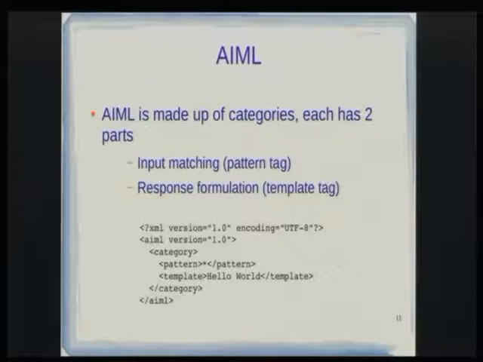So, getting into AIML, this is the basic syntax of a typical hello world kind of file. Each unit of knowledge is called a category. And in it, you have a pattern, which is matched on for input. And then based on that match, there's a template to formulate an output. So in this particular case, no matter what you type in, it's going to respond with hello world.